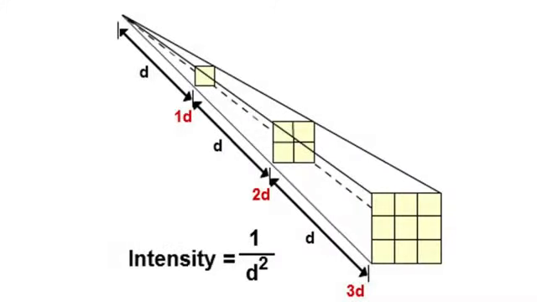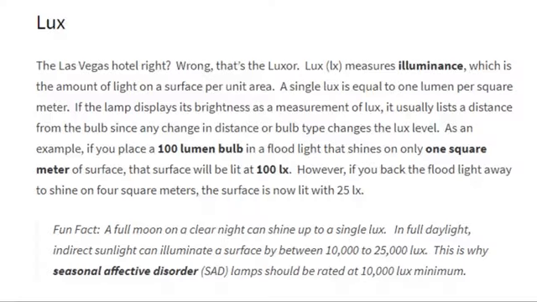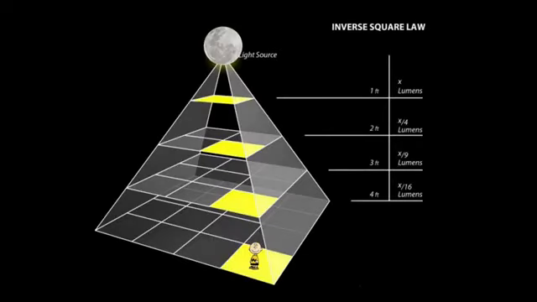This means that as the distance from a light source increases, the intensity of light is equal to a value multiplied by 1 over d squared. The full moon, which is supposed to be reflecting sunlight, has an illuminance up to 1 lux on the Earth's surface. Look at this diagram and imagine that the light source is the moon and you're standing on the Earth's surface there on the bottom right corner. Each step higher you go, the moonlight gets more intense.